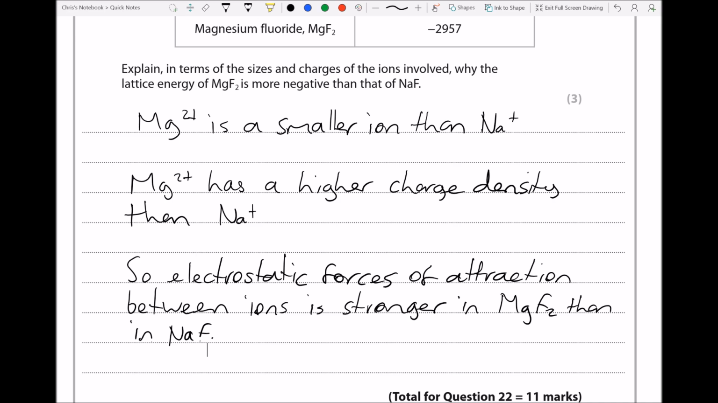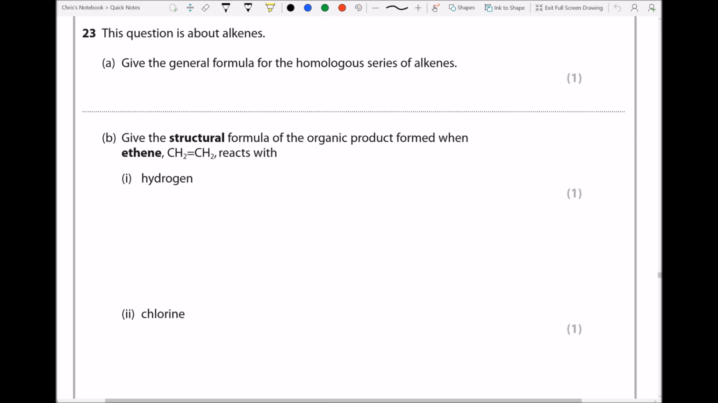Right, so we're on to question 23. Okay, this question is about alkenes. Right, so 23, give the general formula of the homologous series of alkenes. Right, so this is something you just have to really remember. So this one is going to be CnH2n. Basically, you've got twice as many hydrogens as you do carbons.